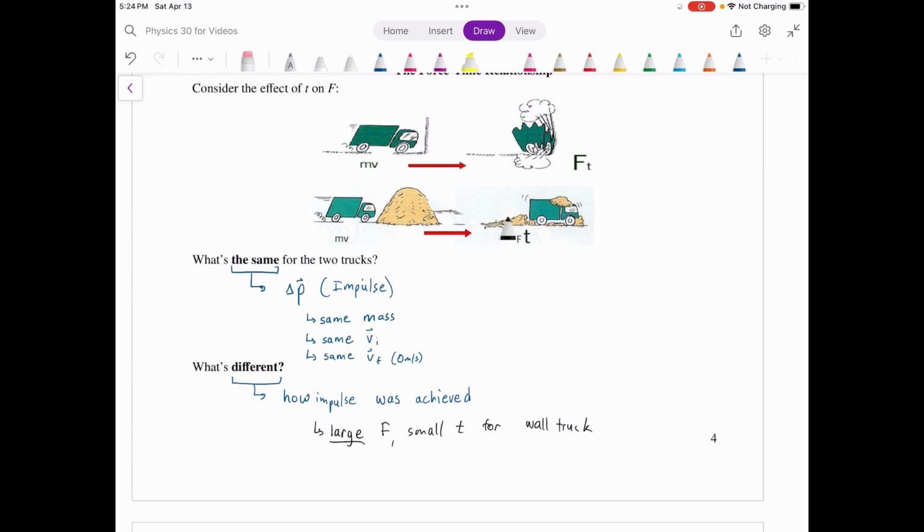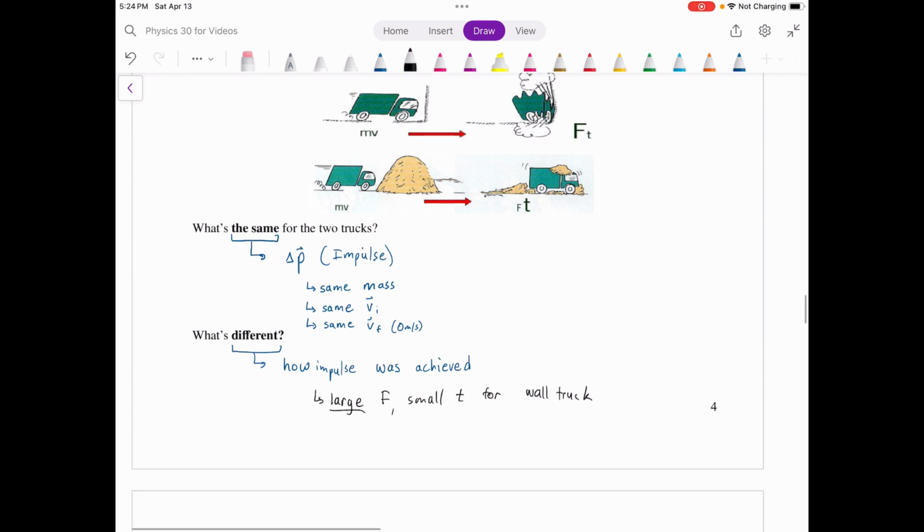Whereas for this one, longer time, this comes into contact with the hay earlier, and so it's applying that force that's slowing it down the whole time it's moving through the hay, and so it gets slowed down over a longer time period, meaning that the force can be smaller, right? And you're not dealing with forces that can actually damage your truck or injure you. So smaller force, longer time for the hay truck. And this is actually the idea behind almost all safety equipment, in a car or in anything, really.